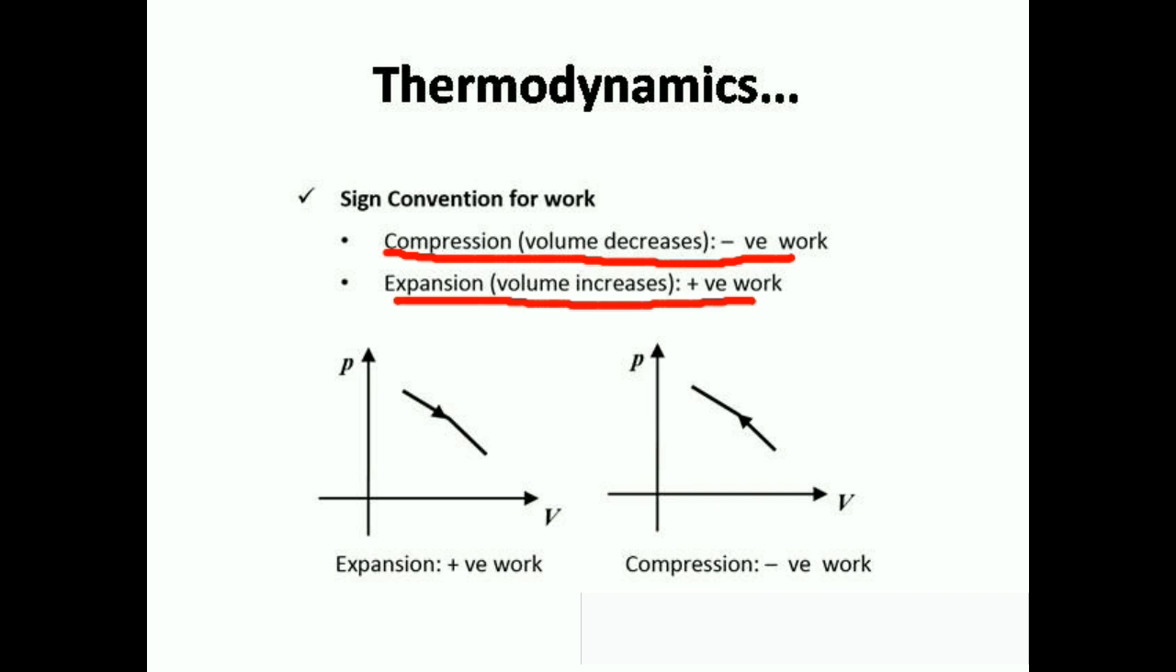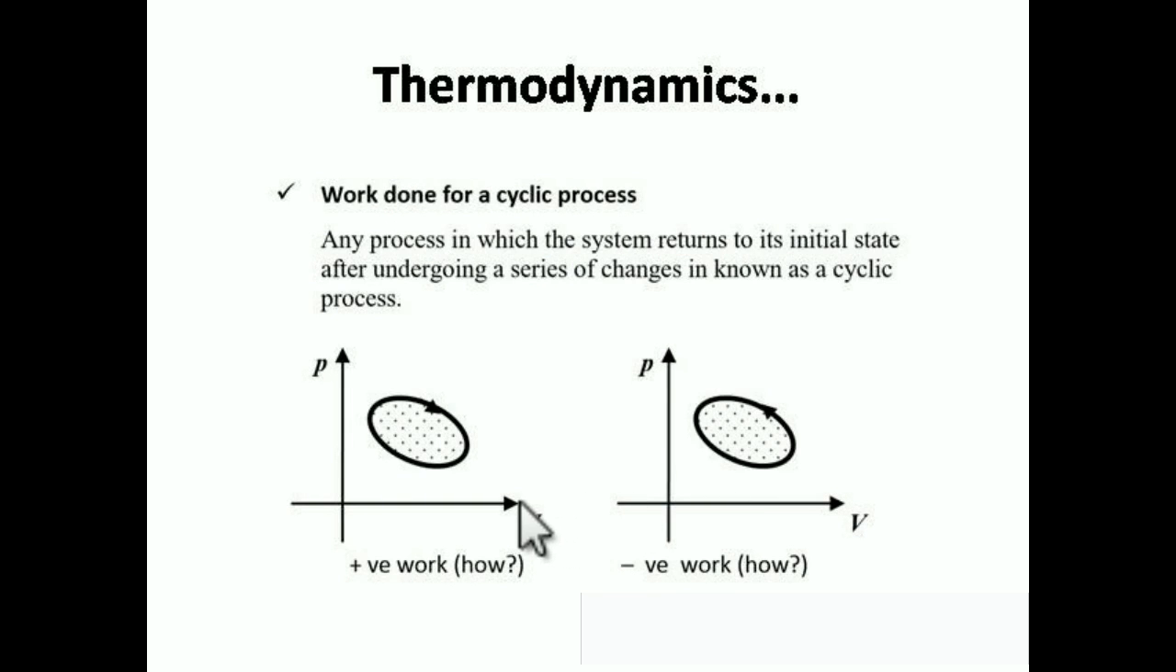Now, what if there is a cyclic process? In a cyclic process, the initial and final states are the same. Any process in which the system returns to its initial state after undergoing a series of changes is known as a cyclic process. Okay, then what is the work done? If there is a cyclic process, then the area bounded by the curve is my work done. So here you can see all this area is my work done.